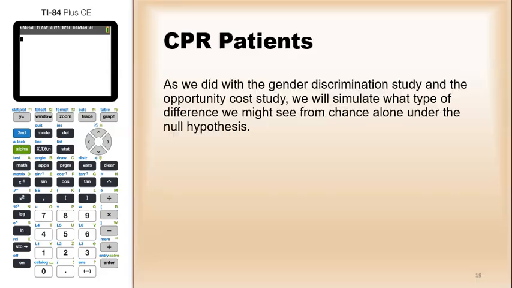Just as we did with the gender discrimination study and the opportunity cost study, we can simulate what type of difference we might see from chance alone under the null hypothesis. That is, we assume the null hypothesis is true, that there is no difference between the two groups, and we see what random chance will look like under this hypothesis.